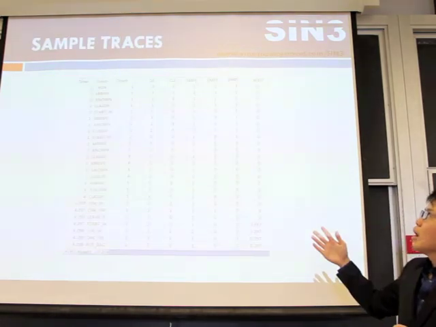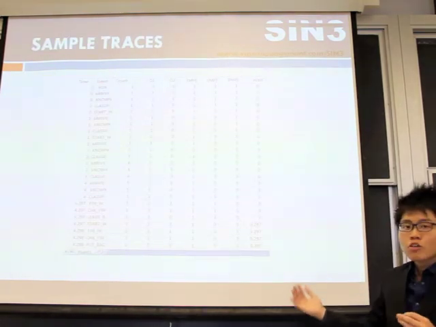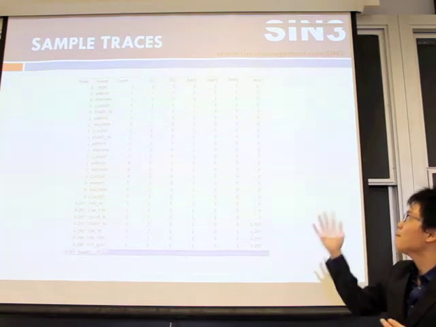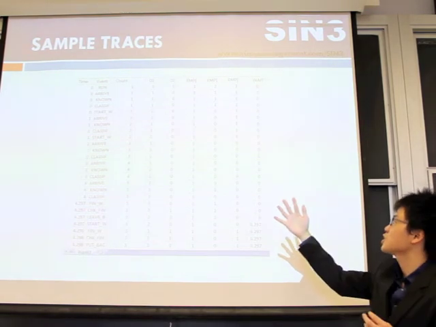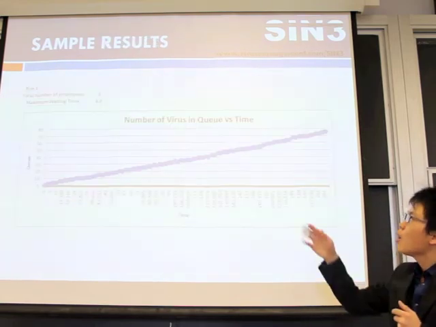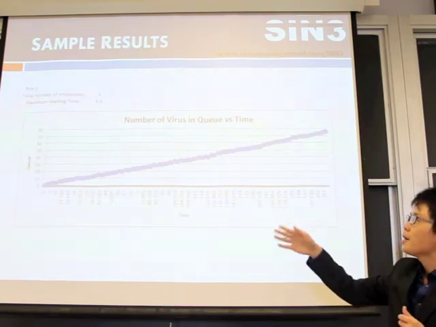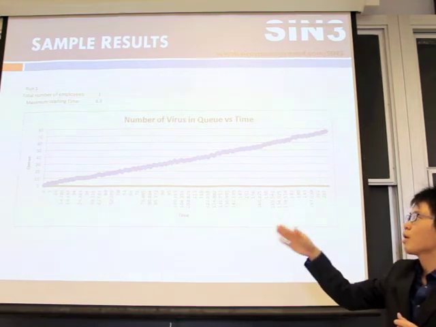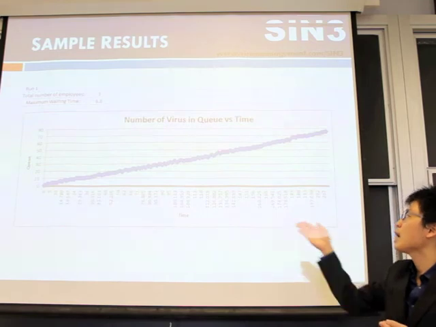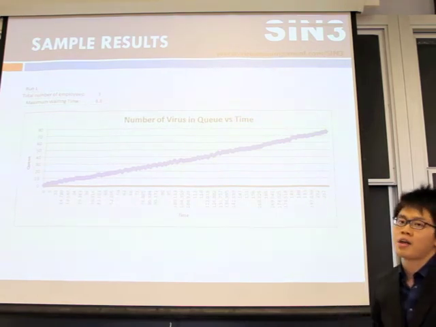Next, here are our sample traces. Actually, we can determine the number of employees that need to be hired for each class of virus. Next, we have the graph for the queues, the number of viruses waiting in line versus the time. The time is the length of run actually.